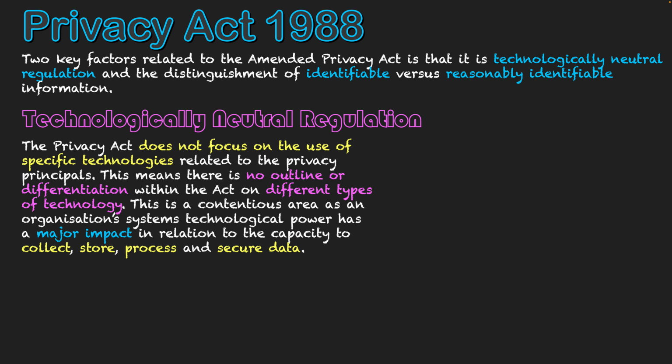Basically, what it means is the Act itself does not focus on the use of any specific technologies related to privacy principles. So it doesn't say you must use this and this. There is no outline or differentiation within the Act on different types of technology. Now, this is a contentious area, as an organization's systems and technology power does have a major impact on the security measures it can put in place in order to collect, store, use, and process data in a secure manner. So it doesn't go into specifics.